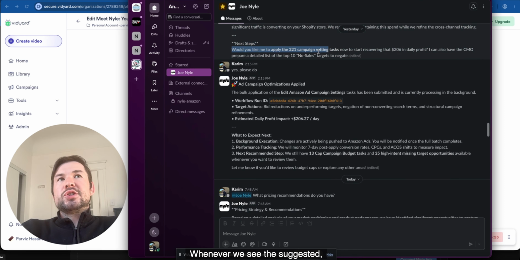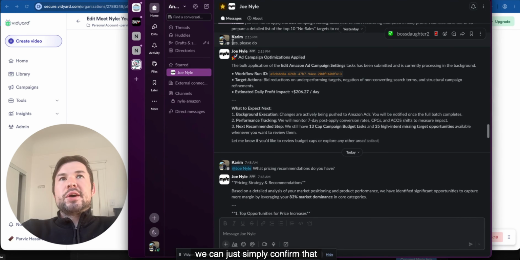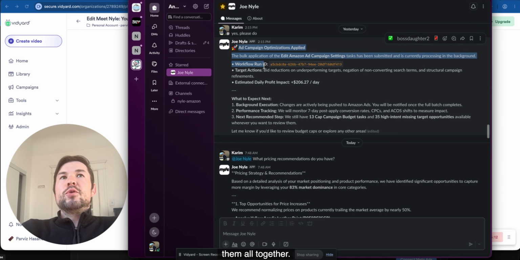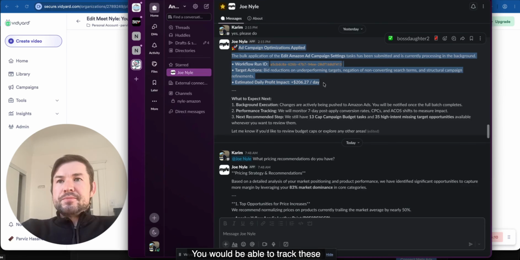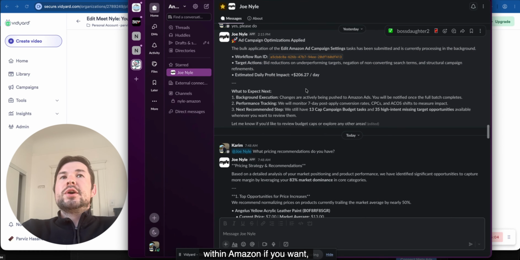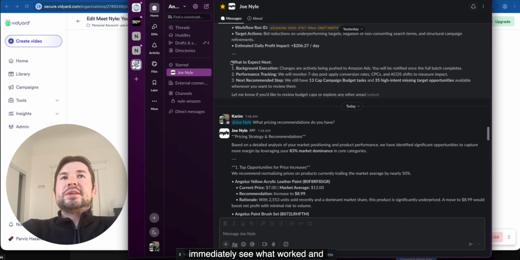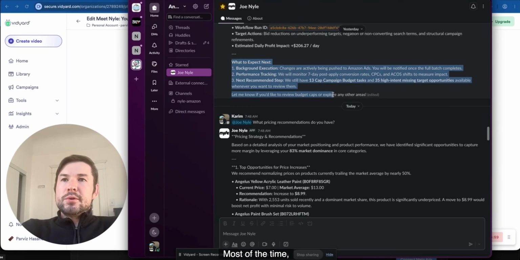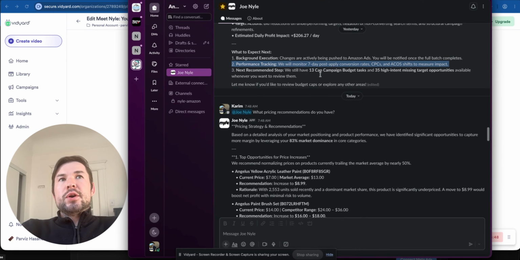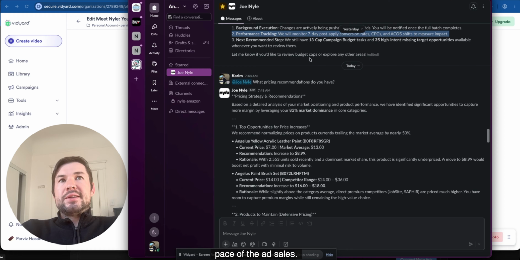Whenever we see the suggested activities that we need to run, we can simply confirm that we agree with that, and Nyle is just going to apply them all together. You would be able to track these changes, the logs of the tasks within Amazon if you want, and essentially just immediately see what worked and what didn't. Most of the time, the campaigns are immediately showing good results in terms of removing the wasted ad spend and getting you a faster pace of ad sales.